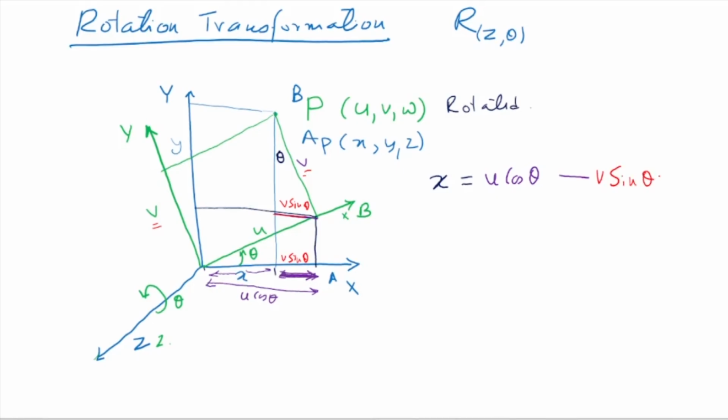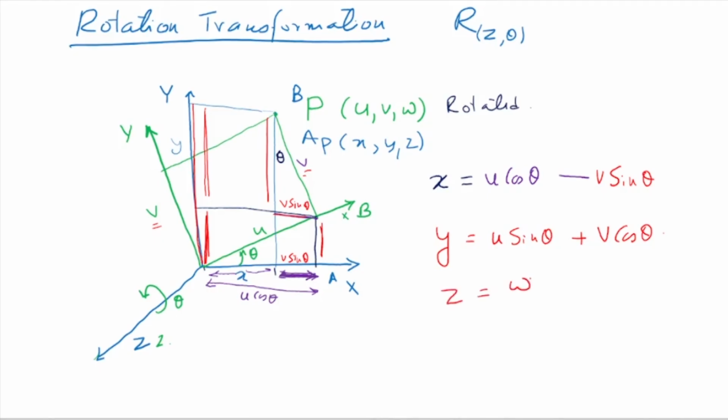Okay, what is y equal to? Y is this full distance, which is equal to this much plus that much. How much is this much? This much is equal to u sin theta plus this much. This much is equal to v cos theta, right? So we have x and y, and what about z? Z is equal to w.